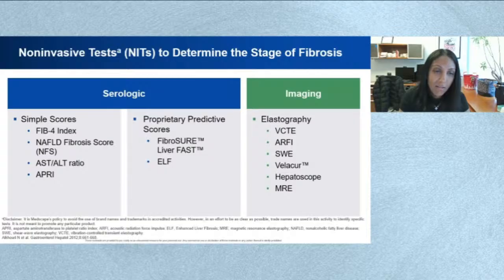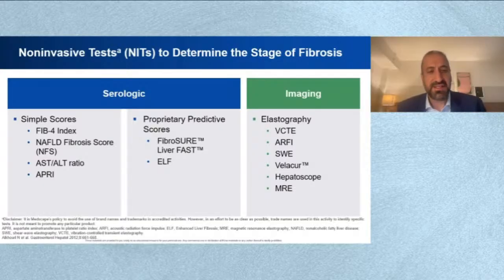And then finally, there are imaging-based modalities. So elastography is sort of the technology that's used in these imaging modalities. Vibration-controlled transient elastography, or FibroScan, is often used as a point-of-care test in many clinics. Shear-wave elastography, MR elastography, if providers have that available to them, is a good tool to assess fibrosis. And those give you measurements of not only steatosis, but also fibrosis.